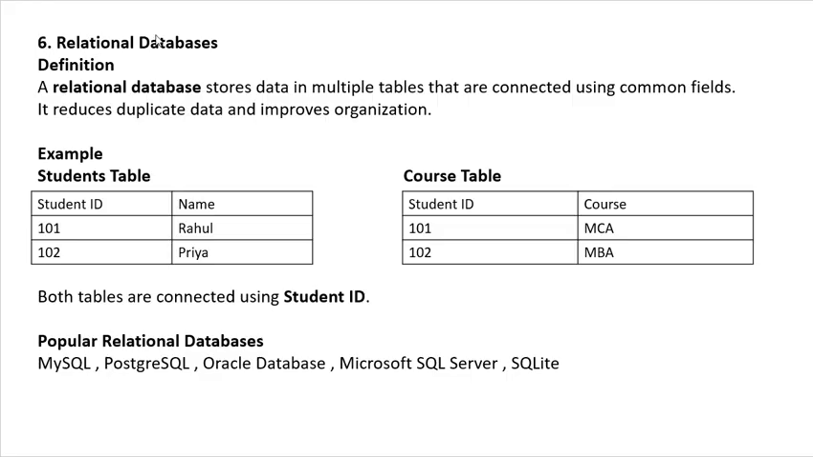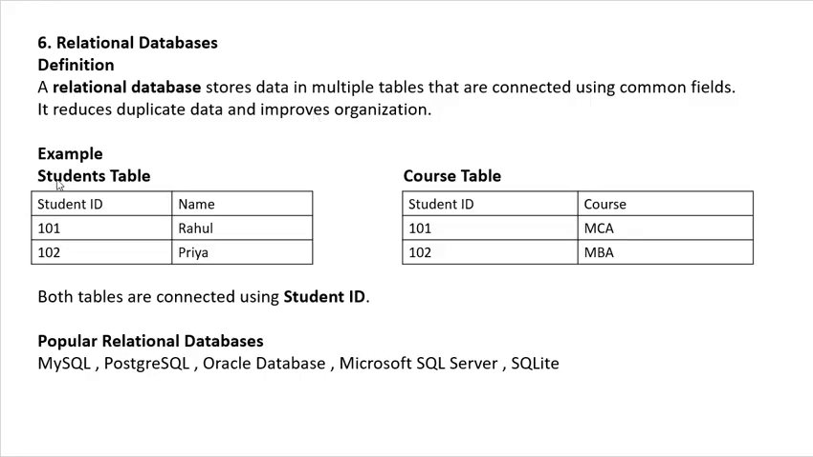Six is a relational database. A relational database stores the data in multiple tables that are connected using common fields, and it reduces duplicate data and improves organization.